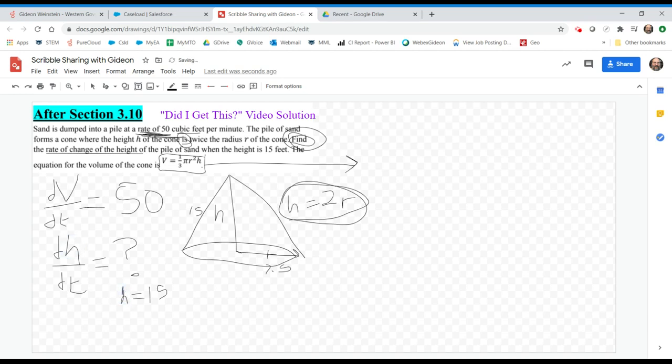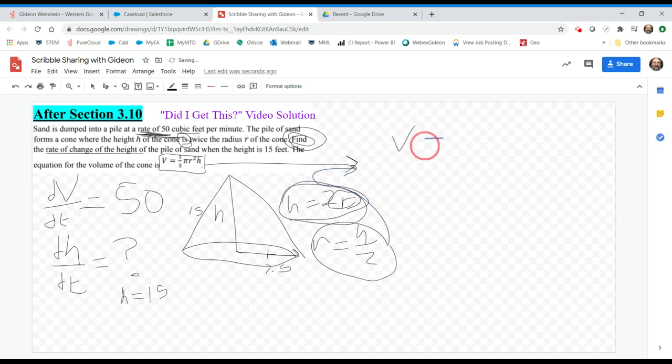So to get rid of r, we have to solve for r, right? That's not too hard. r equals h over 2. All right, so this is what we're going to substitute in to get our new volume formula.